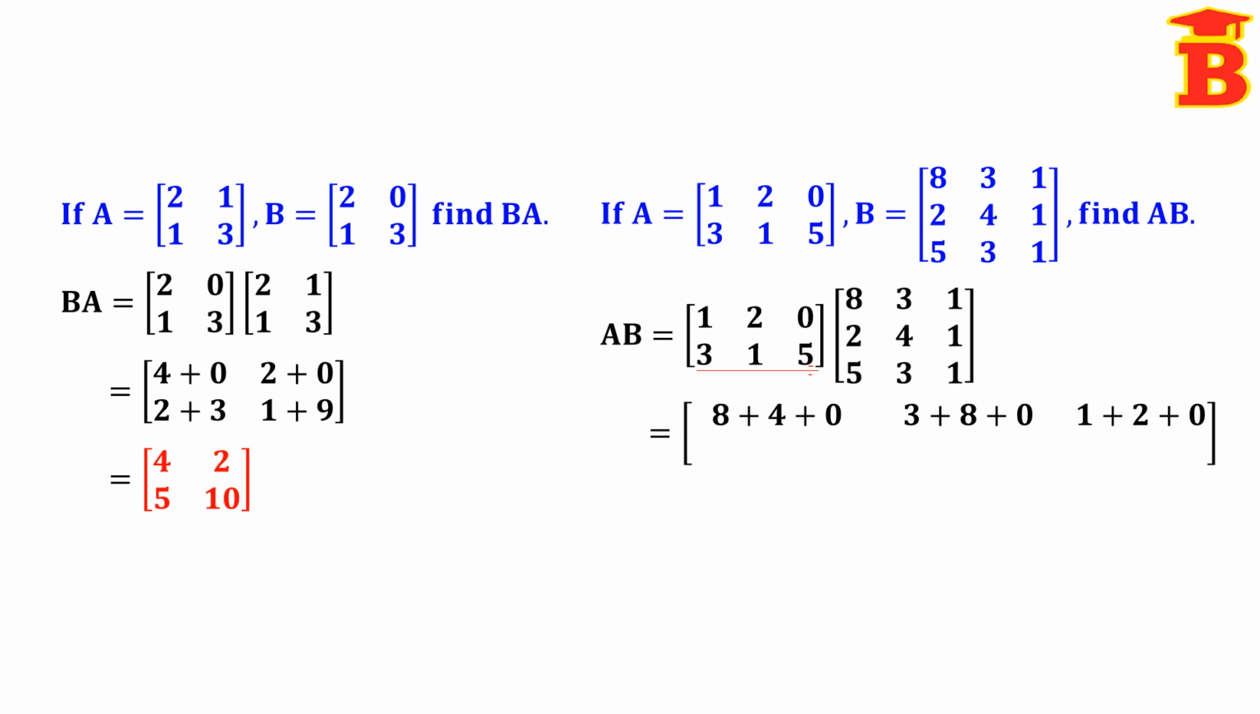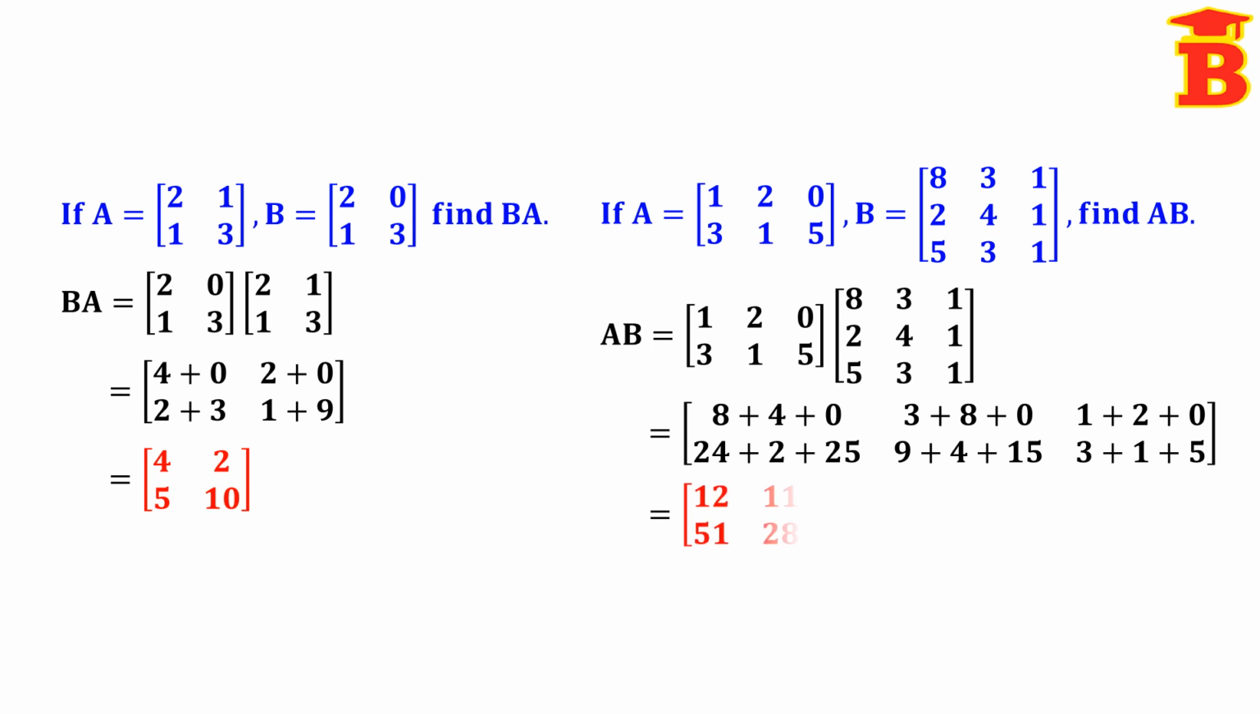Next take second row and multiply the columns. Second row first column, 3 into 8 is 24 plus 1 into 2 is 2 plus 5 into 5 is 25. Next second row second column, 3 into 3 is 9 plus 1 into 4 is 4 plus 5 into 3 is 15. Next second row third column, 3 into 1 is 3 plus 1 into 1 is 1 plus 5 into 1 is 5.